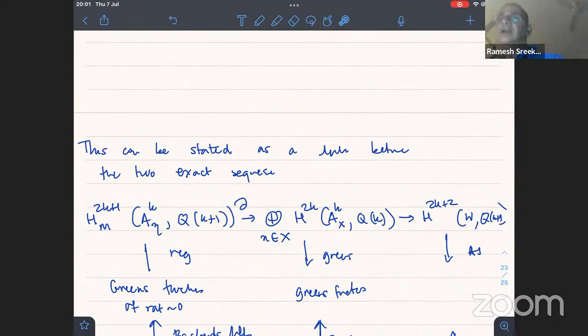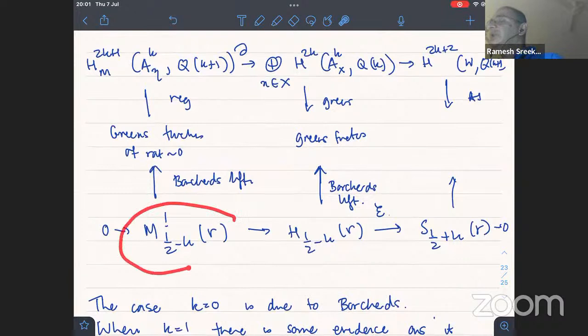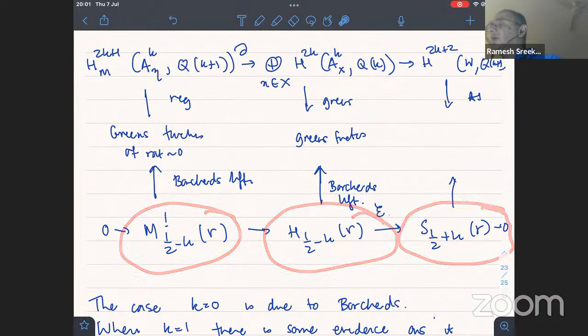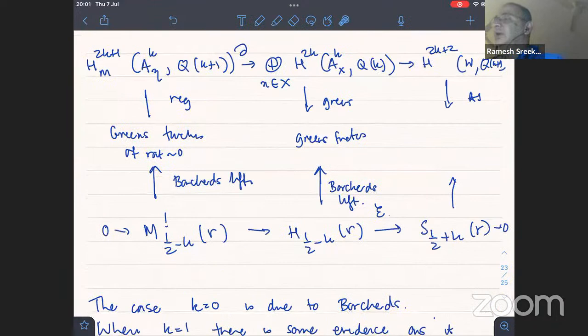Okay. But this can also be stated kind of nicely in terms of an exact sequence in the theory of weakly holomorphic modular forms, which goes from weakly holomorphic modular forms to weak Maass forms to classical modular forms of weight 2 minus k, right? And here, on the other hand, you have this localization sequence. And somehow there should be a link between these two exact sequences. So k equal to 0 is the work of Borcherds.